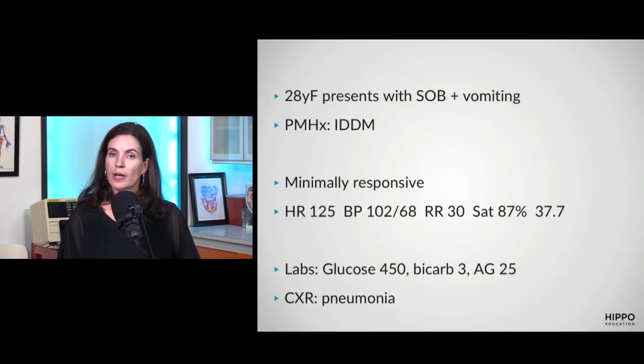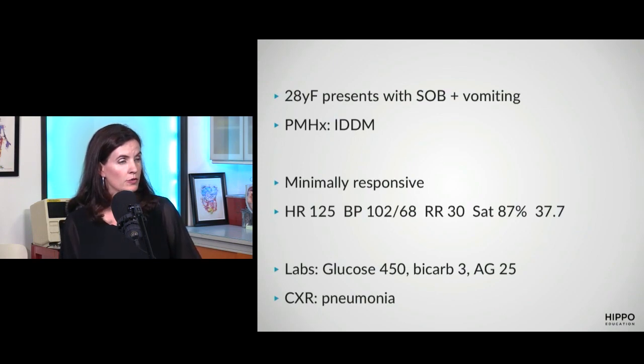We got initial lab work back on her, which showed a glucose of 450, a really low bicarb of 3. Your bicarb should normally be around 24, so this was strikingly low. Yeah, it's horrible. And anion gap is high. So she has an anion gap metabolic acidosis with a high glucose. And so, guys, what would you make as your presumptive diagnosis here? DKA. DKA, right? It's not really a mystery.